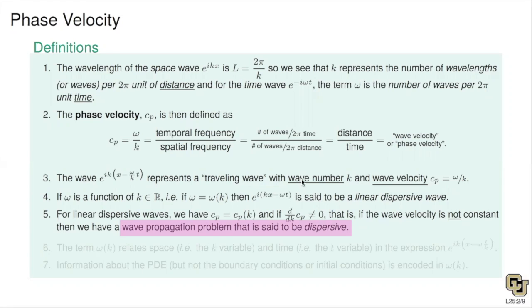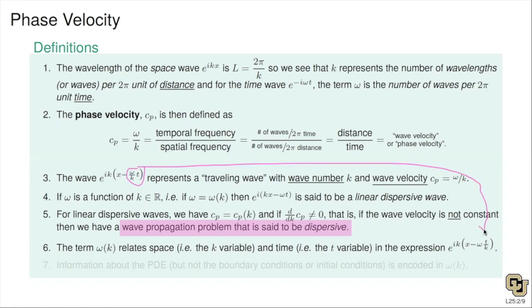So at this point, I think you want to think about waves in the ocean and how we have waves of different wavelengths, different velocities, and how they interact in the ocean. So that's kind of what we're headed towards. Here, the omega term, when we're dealing with a linear dispersive wave, kind of relates time and space.